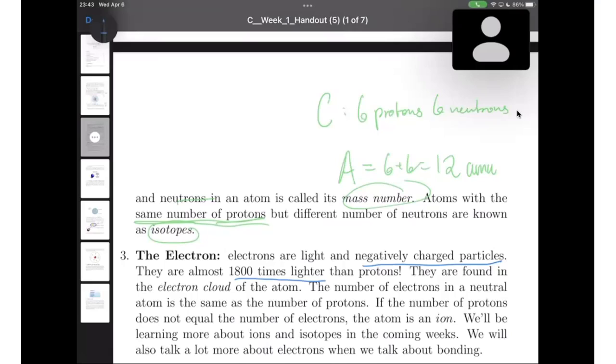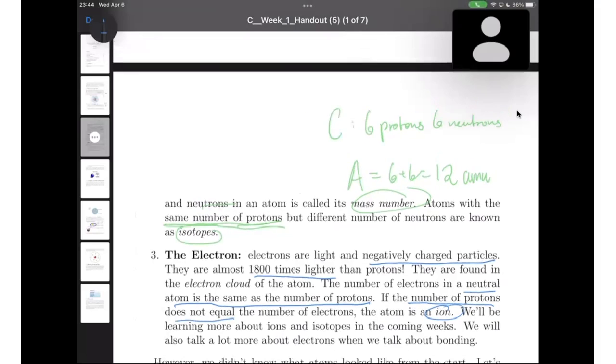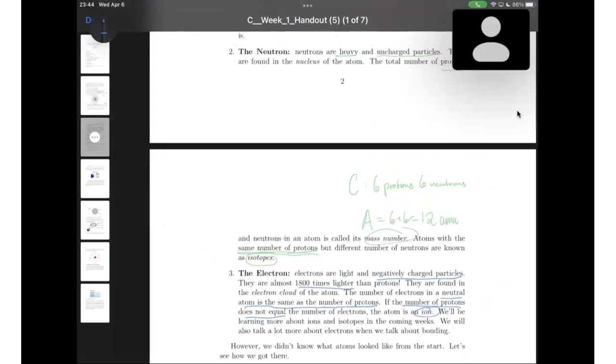The number of electrons in a neutral atom is the same as the number of protons, because the charges need to balance out for the atom to be neutral. If this is not the case, if there's a difference in the number, then we call that atom an ion. We'll be talking more about ions and isotopes in the coming videos because they play a very important role, especially in chemistry and in bonding when we're forming compounds. So don't be surprised if you see the concept of ion come up again.